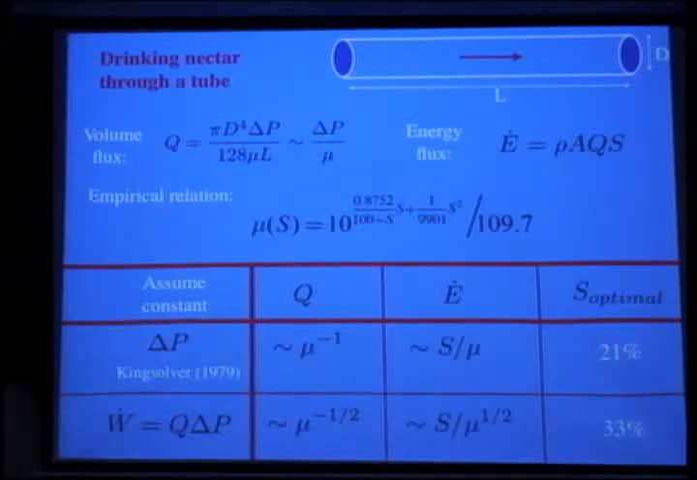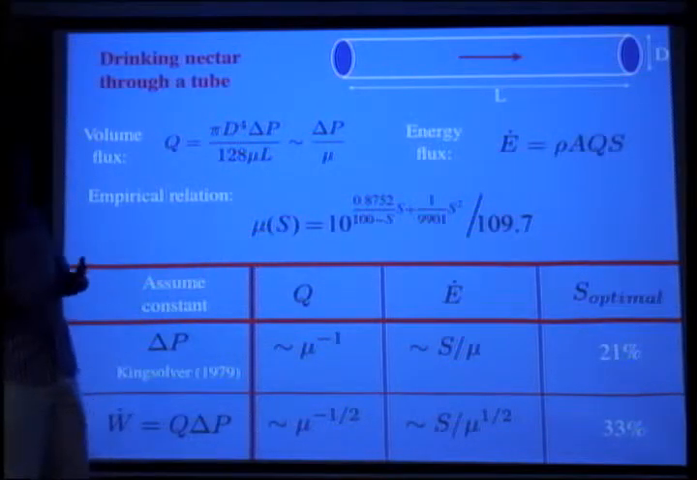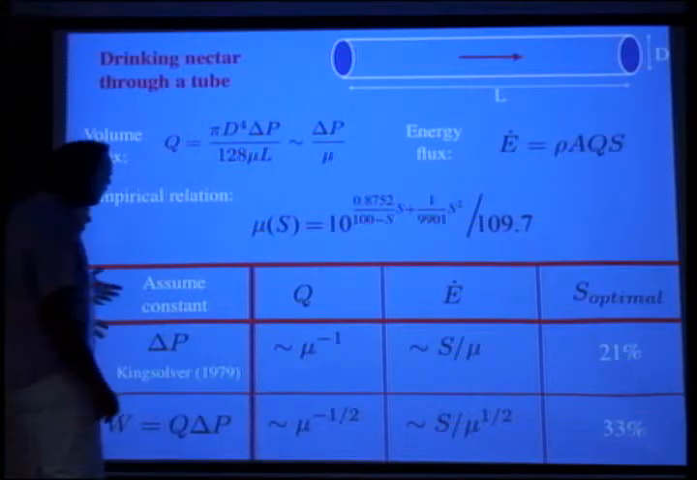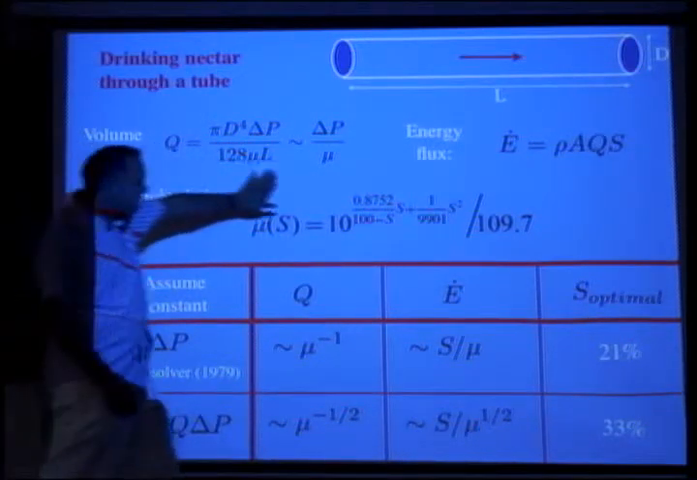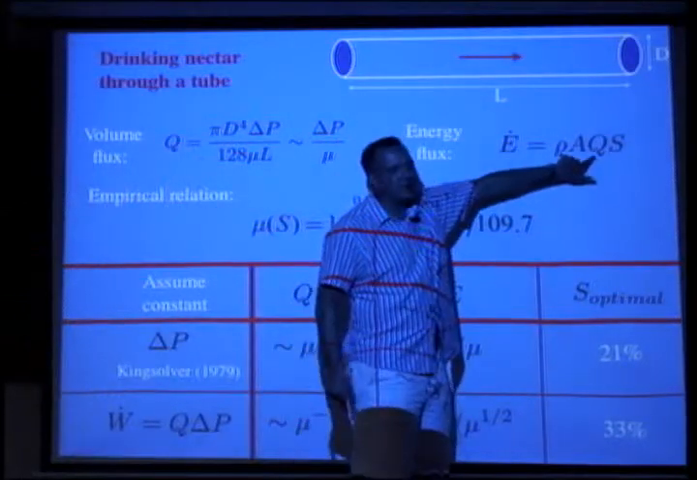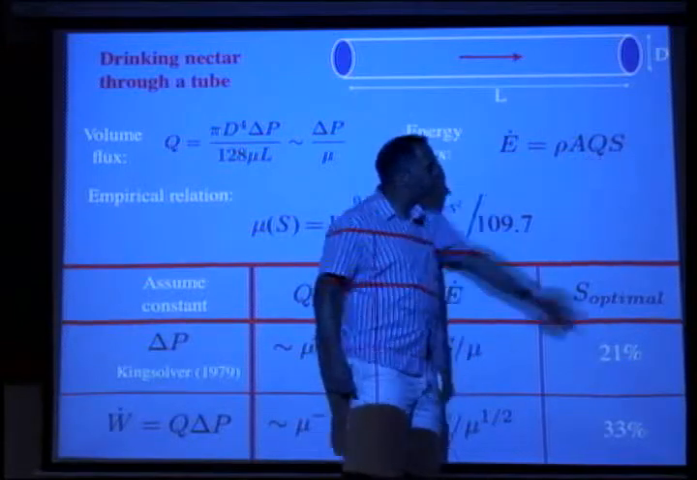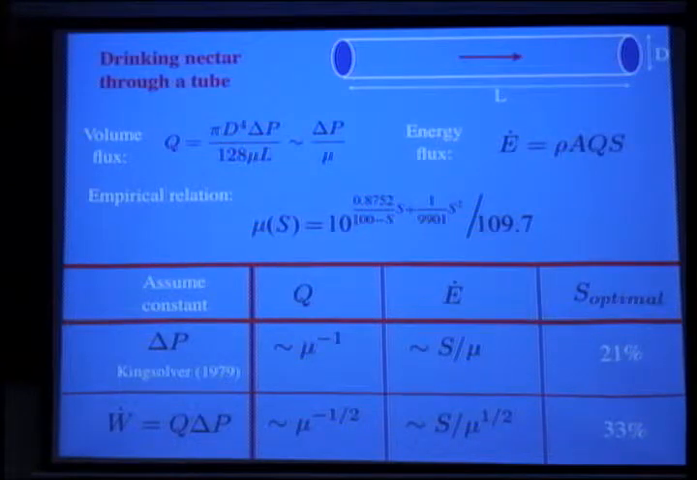The problem is that the viscosity of the fluid goes up exponentially with sugar concentration. So there's an energetic penalty to drawing up very sweet nectar. The relation is a bit of a mess, but basically the viscosity of nectar increases exponentially with nectar concentration. So we can write down the volume flux, and what you want to do is maximize this energy flux. Q is the volume flux, S is the concentration of sugar, and A is the area of the tube.